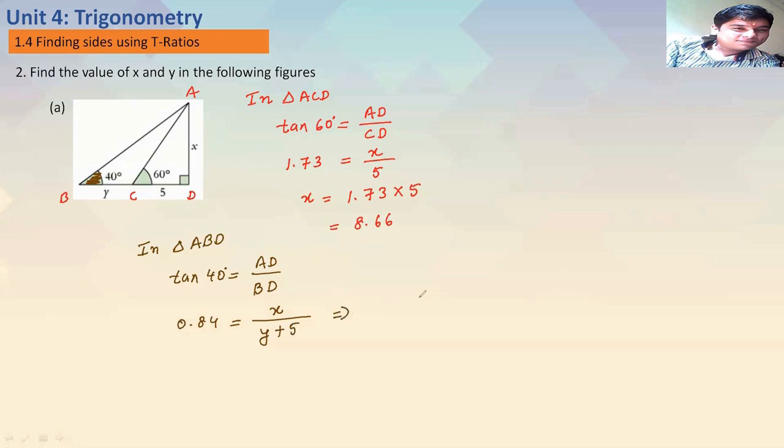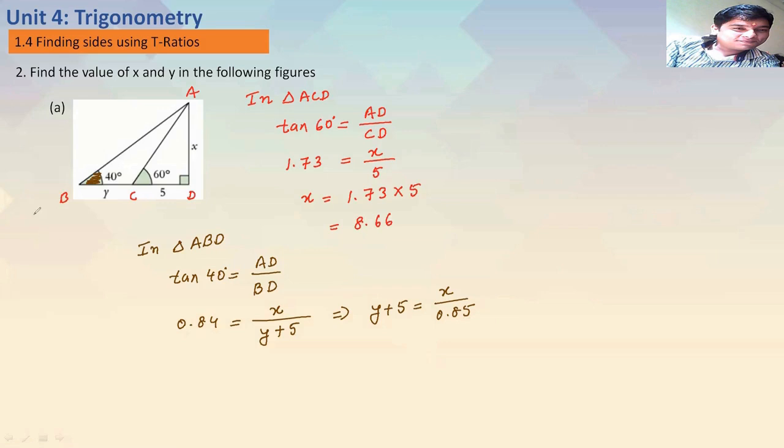Okay. So multiplying Y plus 5 on both the sides and dividing both the sides by 0.84, what are we going to have? Y plus 5 equal to X divided by 0.84. Do you understand this part? If you have confusions, do let me know, okay? Yeah, I do not understand this part. You don't understand this part.